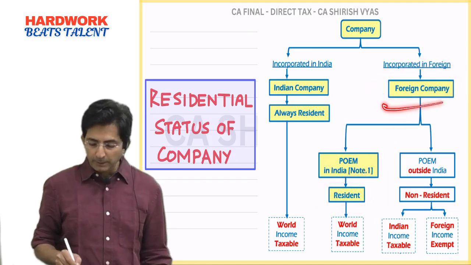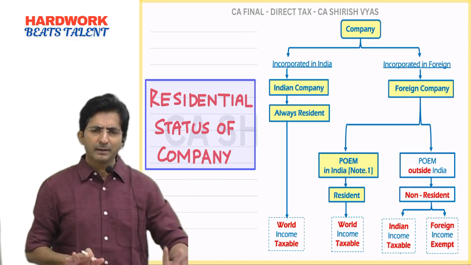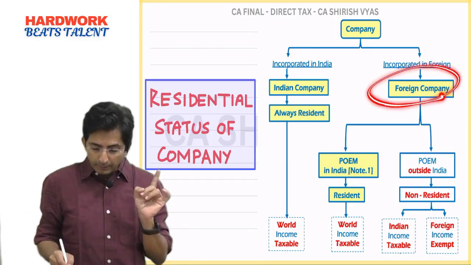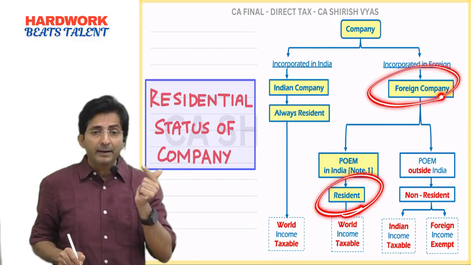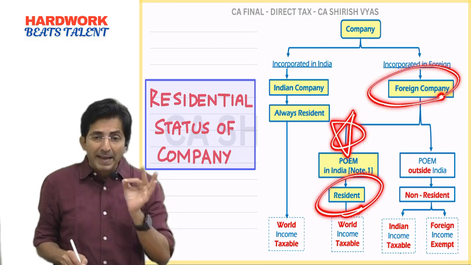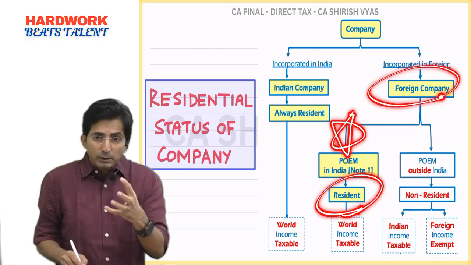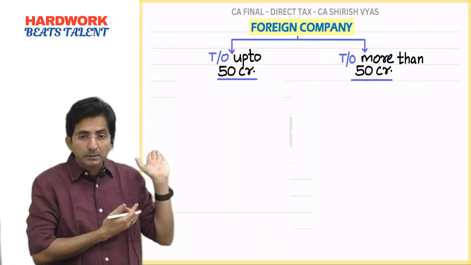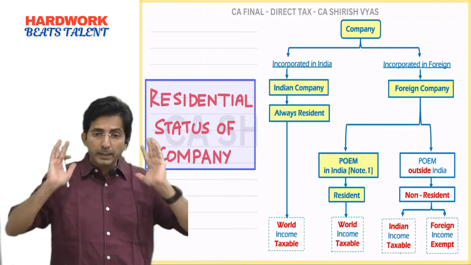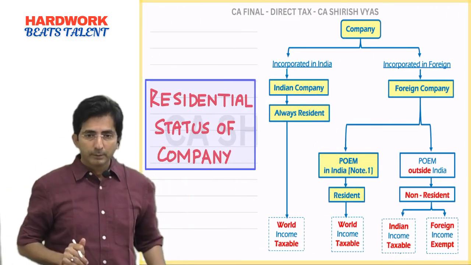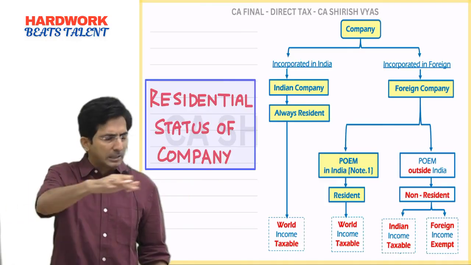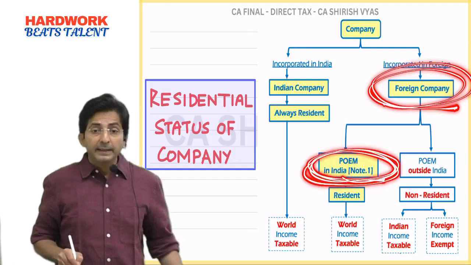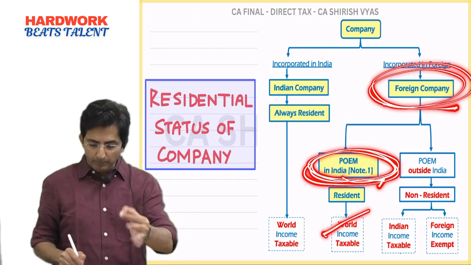Generally, what image do you have? Foreign companies are NR. Correct. Generally, foreign companies are NR. But sometimes a foreign company can also become resident if its place of effective management is in India. What is place of effective management? There is a detailed explanation for that. See the next page, where I will explain in detail what POEM is. Right now, just remember from the surface level that if a foreign company's place of effective management is proved to be in India, it will be called resident.